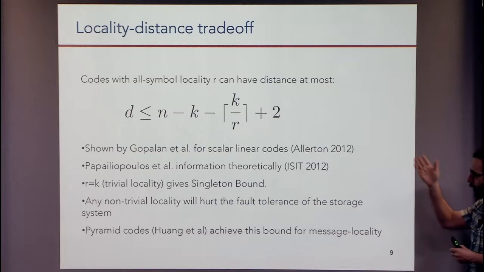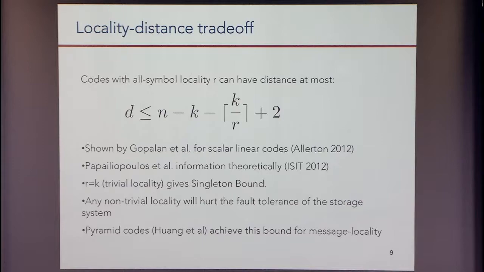Initially, the question, of course, is, okay, can we achieve this? Are there codes that match this bound, that have this distance? Pyramid codes actually achieve this bound for message locality. The idea was to start with a big Reed-Solomon code and split the parities, so that they have the localities you want. But this doesn't work for all symbols, if you also want to repair the parities. And in general, there was a lot of work trying to construct explicit codes for this.